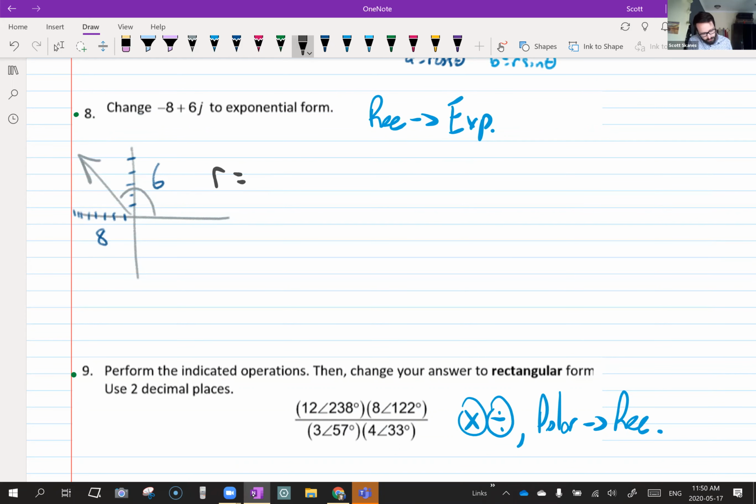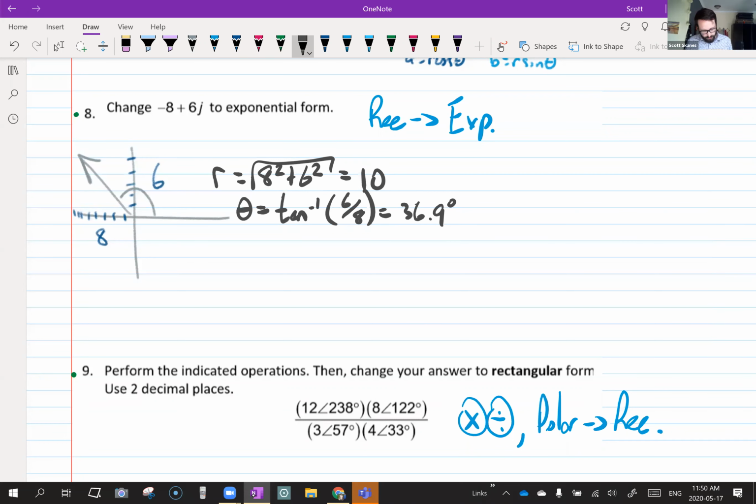How do I get it to correct form? Go to polar form first. 8 squared plus 6 squared. It's going to look a lot like I did before. 10. Theta. What's theta? It's going to be tan inverse of the 6 over the 8. And I'm going to have the same situation as before. It's going to be 36.9 degrees. But in this case, okay, you got a two-step process. Which quadrant is it in? It's in quadrant 2, which means I have the same problem as before.